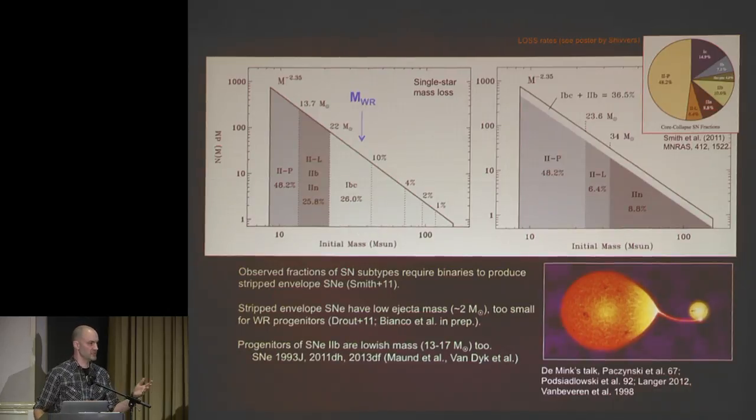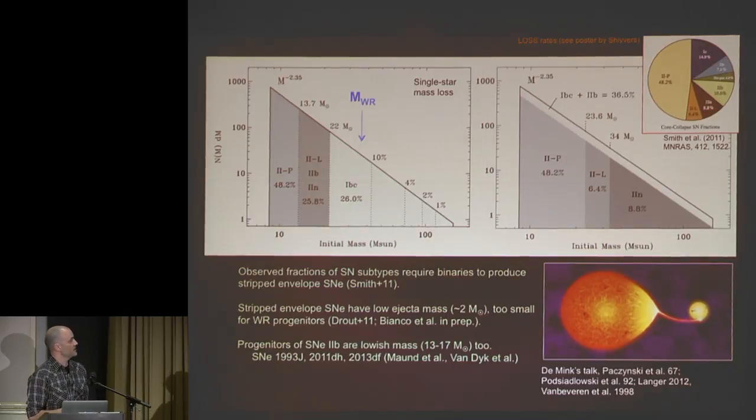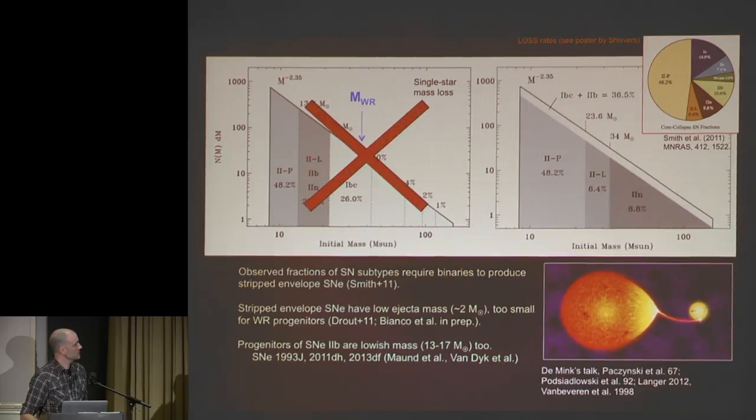We can't rule out that some stripped envelope supernovae come from single stars, but the vast majority seem to come from lower mass stars that have lost their hydrogen envelope in a binary. And that's, again, consistent with the very low ejecta masses that you get from looking at the light curves of stripped envelope supernovae. As Selma pointed out, you predict a certain fraction starting from the observed binary statistics, and that's about the same as what's observed, which means there isn't a lot of room left to have single stars making stripped envelope supernovae, maybe a few percent, but not much more than that.